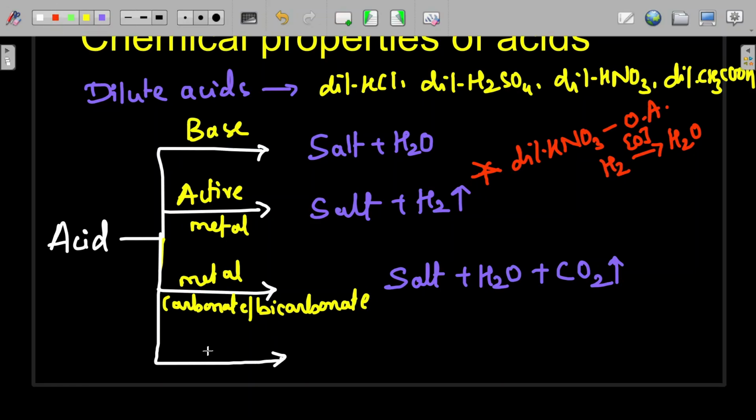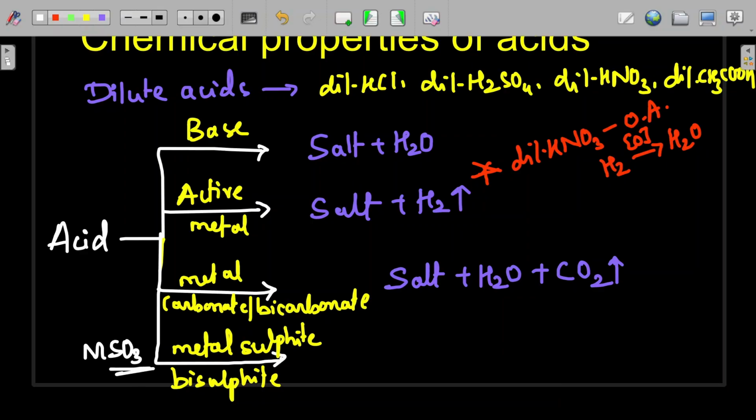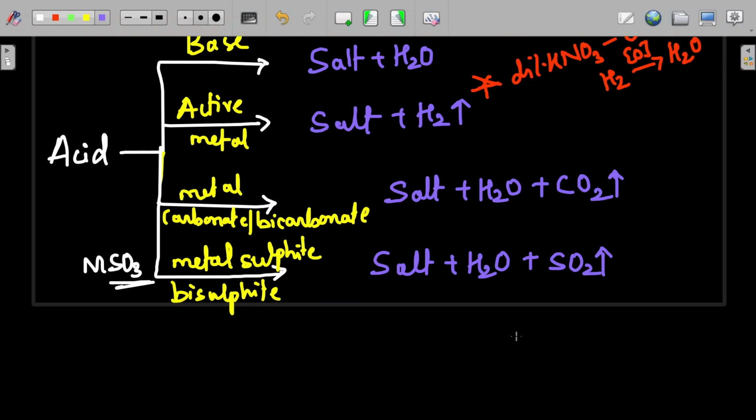Now, next, metal sulfite or bisulfite. Remember sulfite, not sulfate. SO3. So here also you will get a similar salt plus water plus SO2 gas. Wherever carbon is there, you have to replace it by sulfur. So instead of CO2, you will get SO2 here.